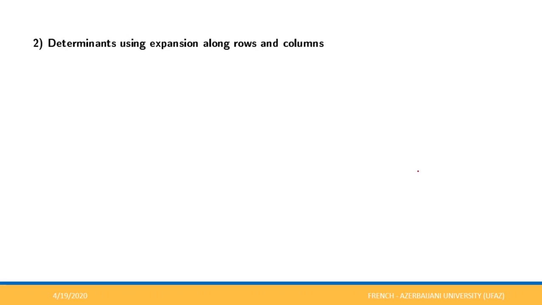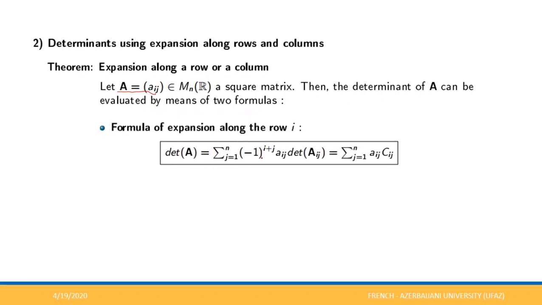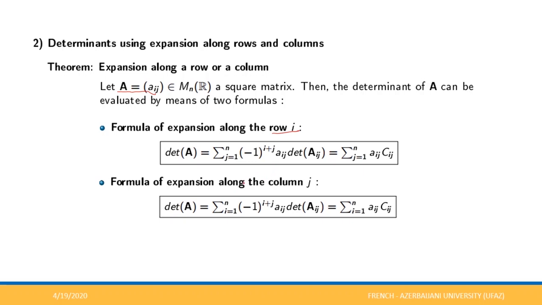In order to calculate the determinants, we will use expansion along rows and columns. Okay, we have an important theorem called expansion along a row and column. Suppose that we have an n by n square matrix A. Then the determinant of A can be evaluated by means of two formulas. In this formula, Cij is the cofactor of A with respect to Aij, and you see the ith row is fixed. Because of this, it's called the formula of expansion along the ith row. In order to calculate the determinant of A, we can use this formula as well. From this sum, you see the j's column is fixed. Because of this, this formula is called the formula of expansion along the j's column.